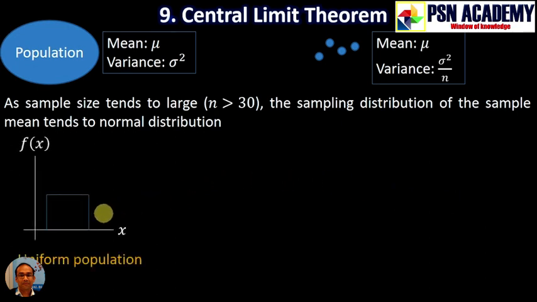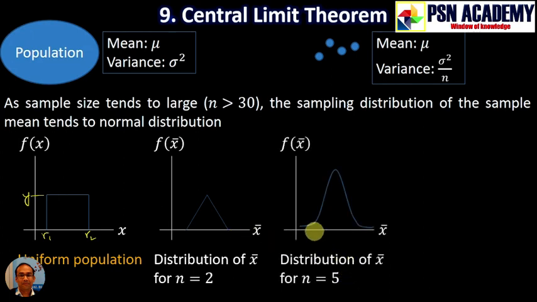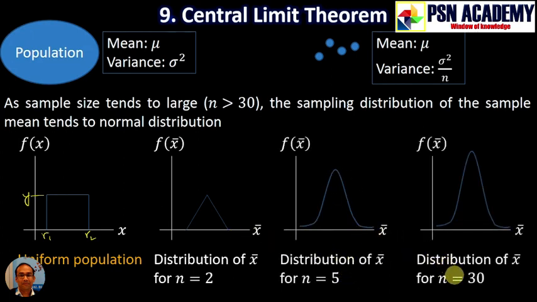Now in case of a uniform population, you have the data here, the range is R1 and R2, and between R1 and R2 you have the same value of y, a fixed point. So this is a uniform population. There is no variation or change in y with respect to x. Whenever you have n equal to 2, you have a figure like this. N equal to 5, the figure goes like this, and n equal to 30, it is like this.